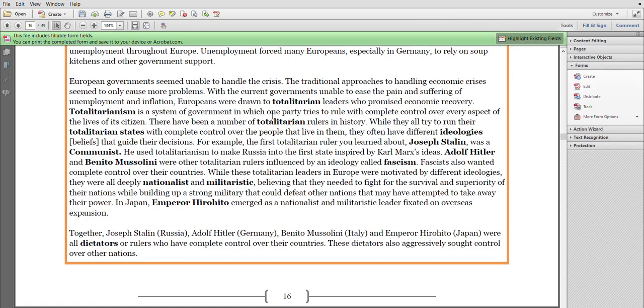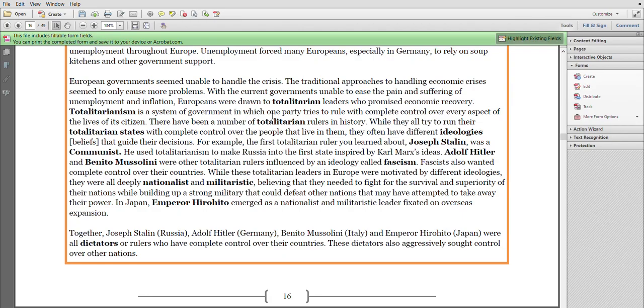The traditional approaches to handling economic crises seemed to only cause more problems. With the current governments unable to ease the pain and suffering of unemployment and inflation, Europeans were drawn to totalitarian leaders who promised economic recovery. Totalitarianism is a system of government in which one party tries to rule with complete control over every aspect of the lives of its citizens.